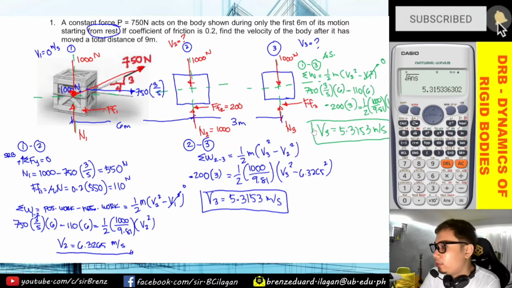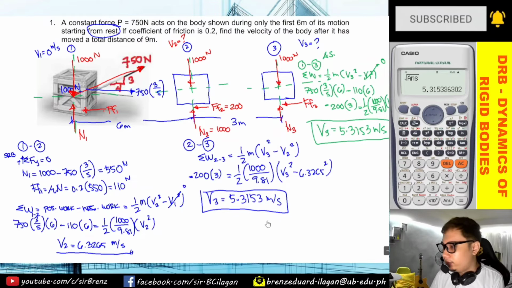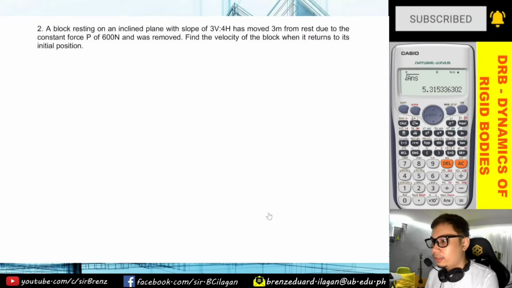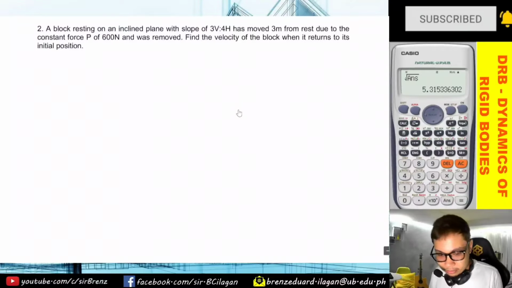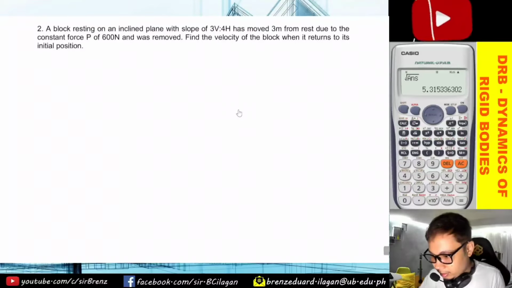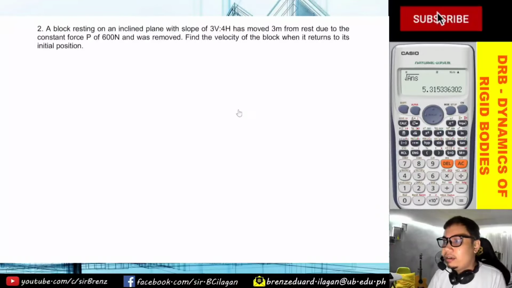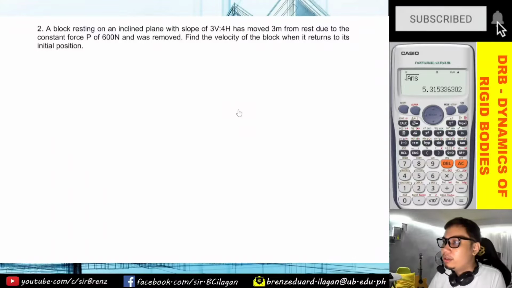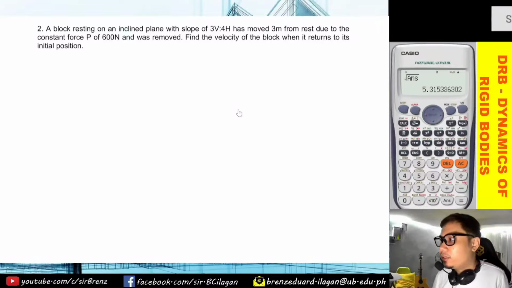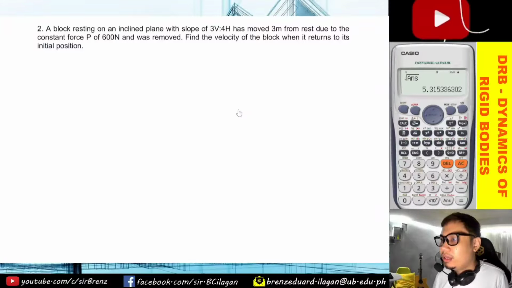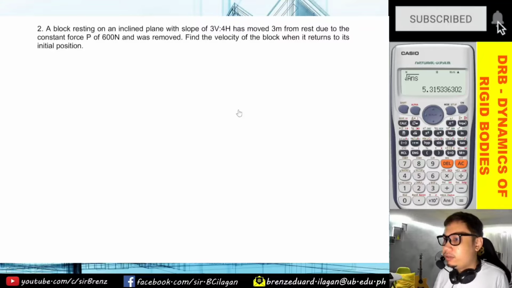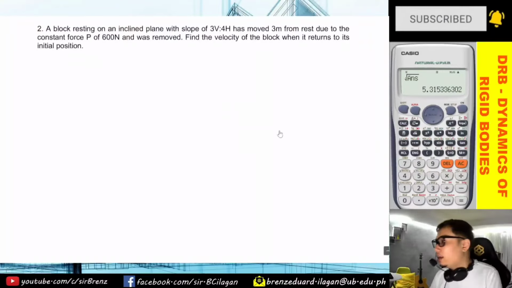Okay guys, so let's proceed with the next problem. Okay, so problem number 2. So basahin po natin. A block resting on an inclined plane with slope of 3 vertical, 4 horizontal has moved 3 meters from rest due to the constant force P of 600 Newton and was removed. Find the velocity of the block when it returns to its initial position. Okay guys, so ayun nga, wala siyang binigay na figure.